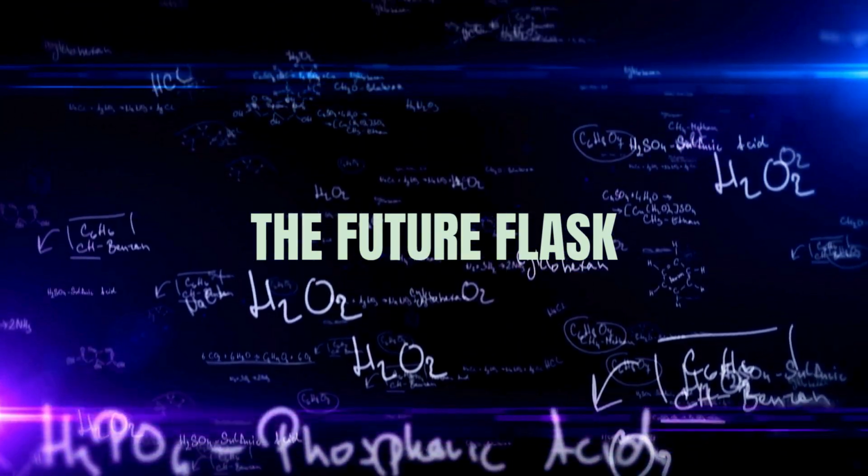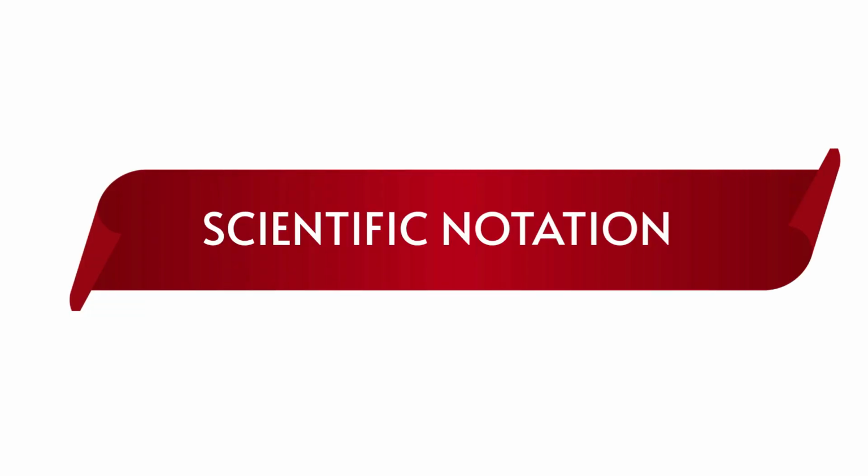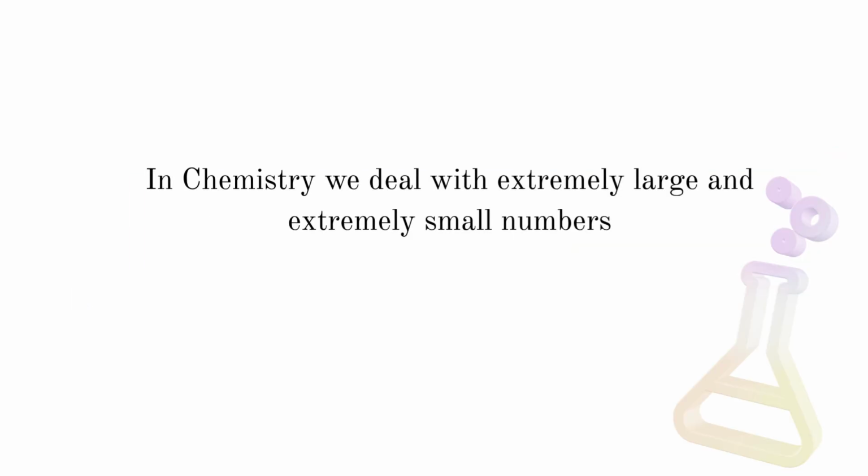In this video, we will learn an important concept from Unit 1 called scientific notation. So let's understand it in a simple way. Students, in chemistry, we often deal with extremely large and extremely small numbers.